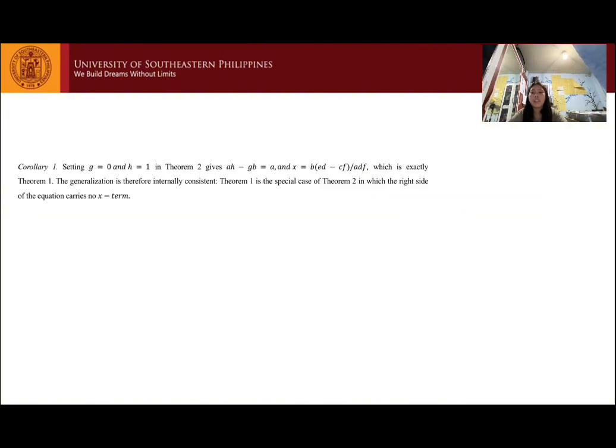An important result of Table 2 is Corollary 1. By assigning 0 to the additional terms on the right-hand side, Theorem 2 automatically simplifies back into Theorem 1. This demonstrates that the generalized theorem is mathematically consistent because the original theorem is simply a special case of it. Algorithm 2 follows the same structure as Algorithm 1.